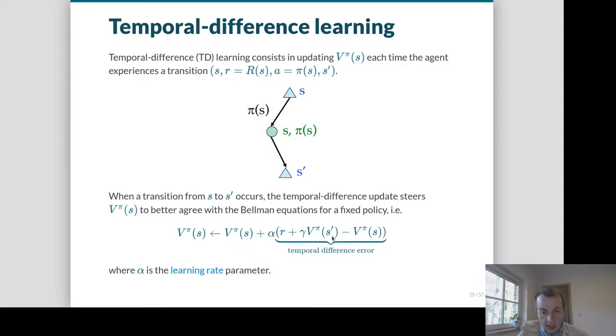That means that you should make a tiny adjustment in this direction to increase the value of the V estimate for S, because you are currently underestimating that value. And on the other hand, if R plus the discounted value of the next state is smaller than the V-value for the state S, then that means that the prediction you're making actually overestimates the real value, and therefore in this case this TD error would be negative, because you should try to decrease your current estimation, right? And this is what you would do.